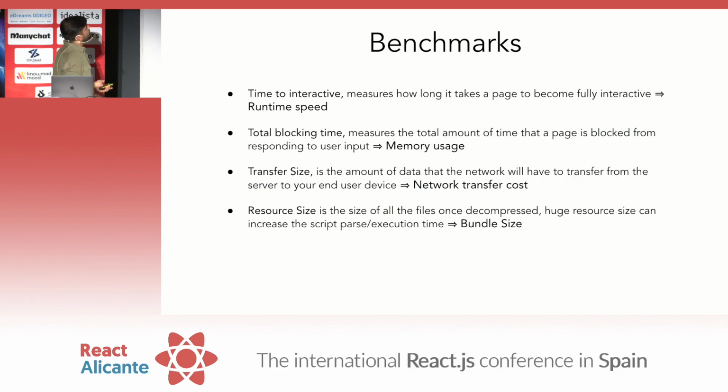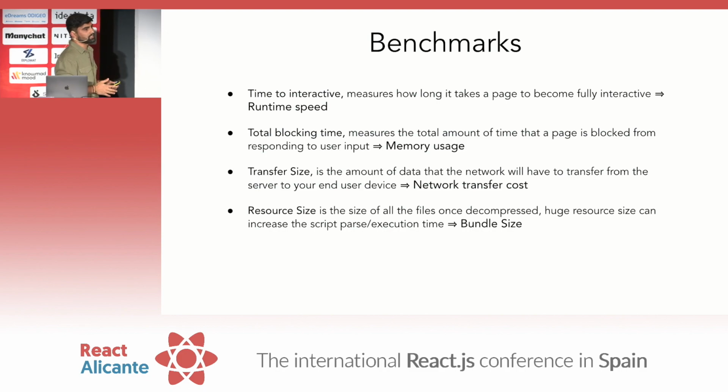Second one is the memory usage. It is the total blocking time, which measures the total amount of time that the page is blocked from responding to user input. Third one is the network transfer cost. The transfer size is the amount of data that the network will have to transfer from the server side to the front end. And last but not the least, resource size is the whole bundle size it will have.